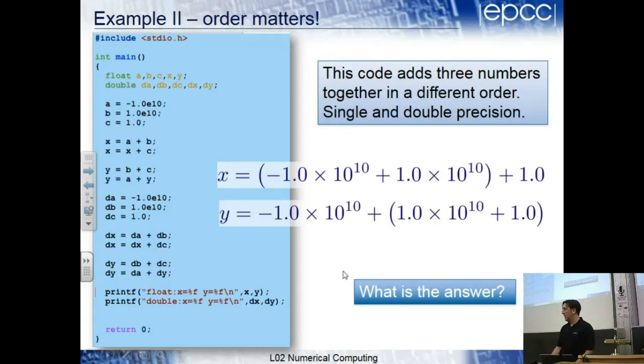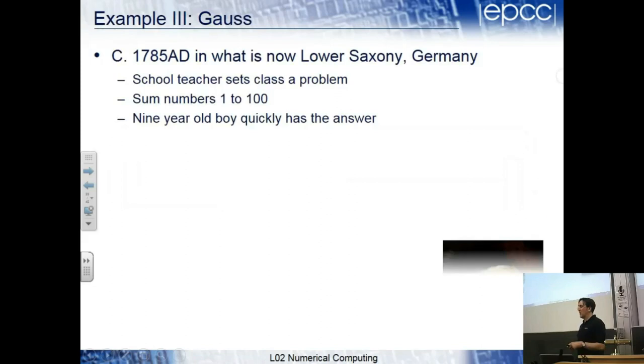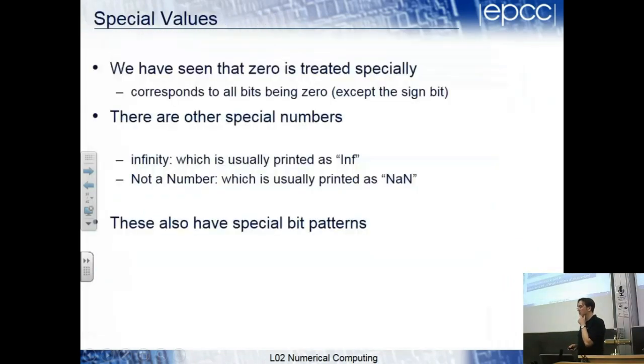And so what's the answer here? Well, if I do it in float, if I do it one way, I get 1, and the other way, I get 0. But in double, I have enough precision to store the intermediate calculation exactly, and I get the correct answer, x equals 1 and y equals 1 in both situations. So these are kind of extreme examples, but they illustrate what can happen. There's another example here to do with calculating large summations, and I won't cover that one.